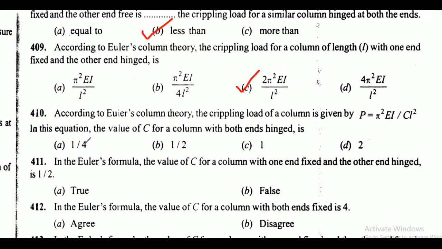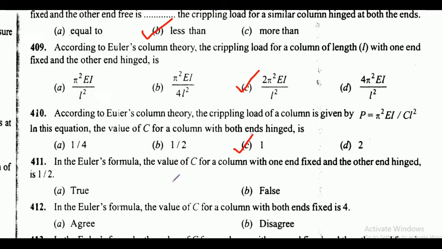Next is, according to Euler's column theory, the crippling load of a column is given by P is equal to pi square EI upon CL square. In this equation, the value of C for a column with both ends hinged is, here friends options are 1/4, 1/2, 1 and 2. So here friends correct answer is option C, that is 1.